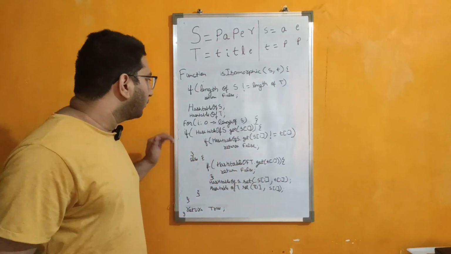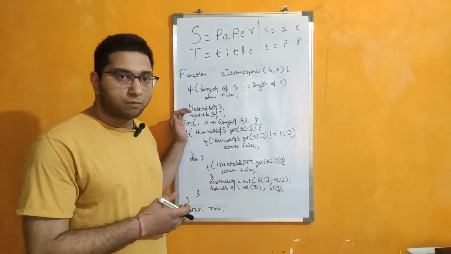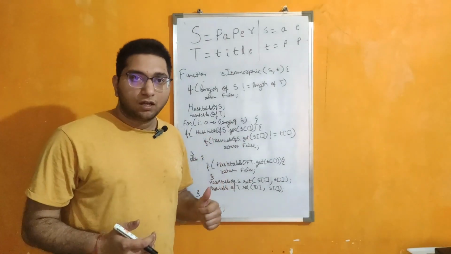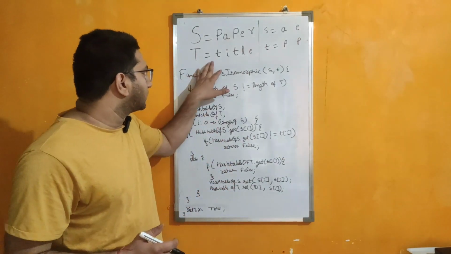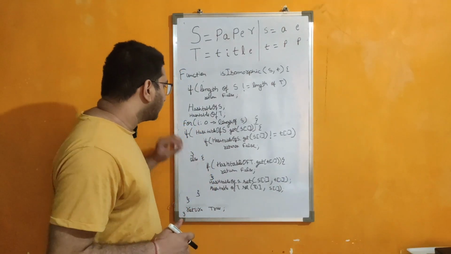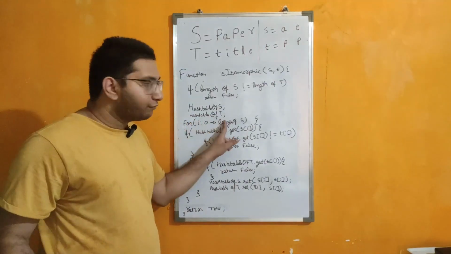Then we will use the data structure known as a hash table to store the mapping from S to T. We will also use it to check whether a particular character in string T was already mapped previously. For that we have created two variables over here, hash table of S and hash table of T.